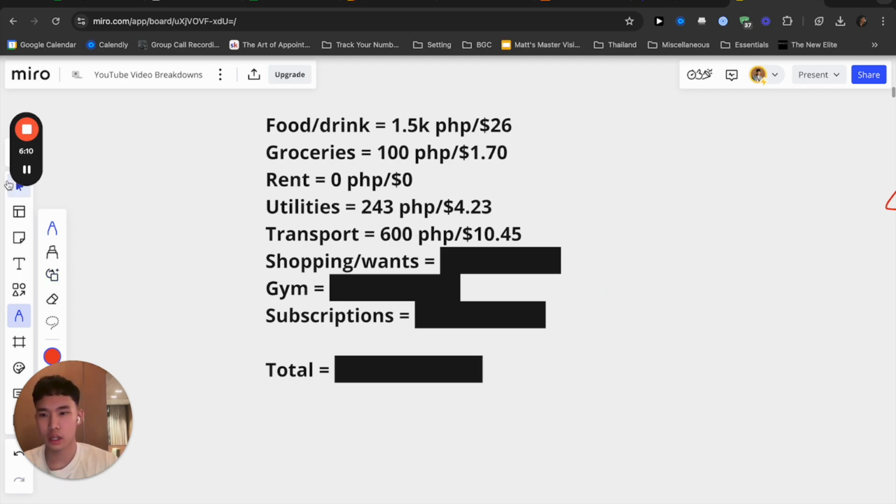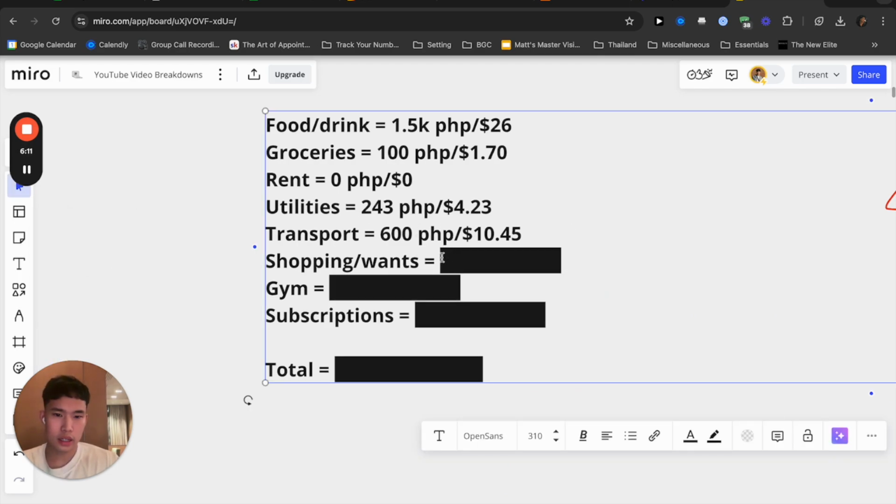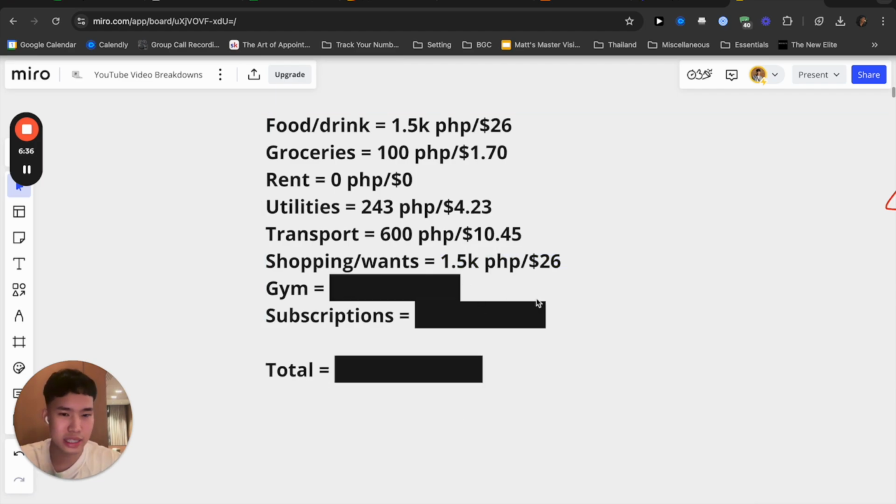Now, the next thing is shopping slash wants slash luxuries, whatever you want to call it. It's things that I don't necessarily need, but I want to spend my money on, right? And this is actually near the top of my expense list, just because, you know, I'm young, I want to enjoy life, I want to live decently lavishly. Again, it depends on how you want to live, but this is how I want to live, so I'm breaking it down for you. We're doing about 1.5k pesos again, or $26, on shopping slash wants.